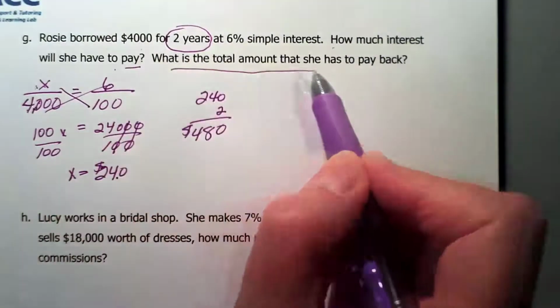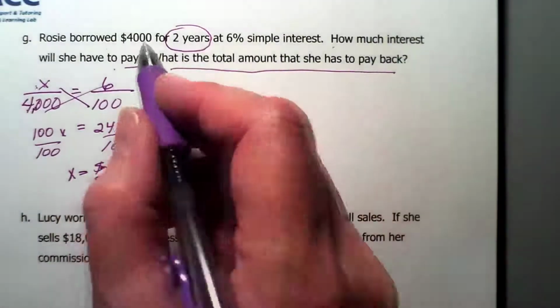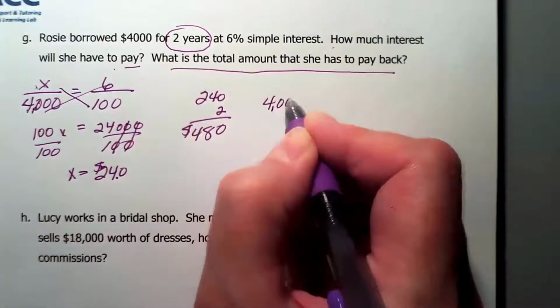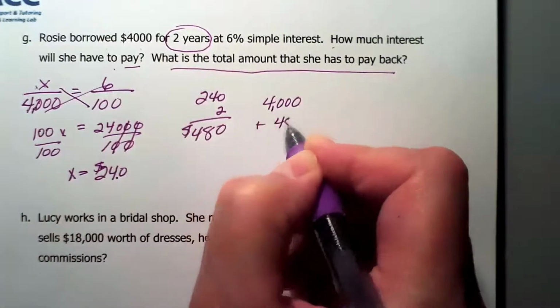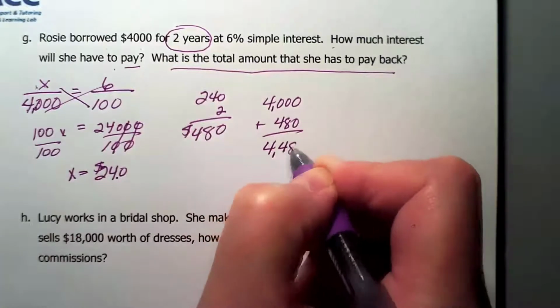The second question was what is the total amount she has to pay back? She's going to have to pay back that original $4,000 plus the $480. So she's going to have to pay back $4,480.